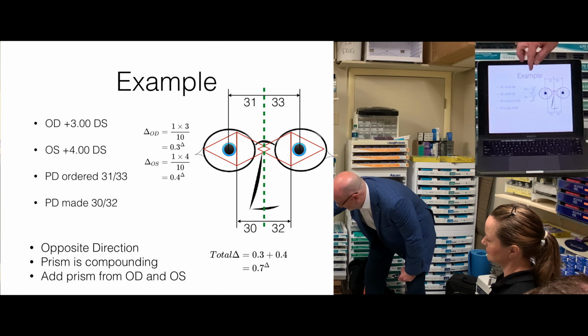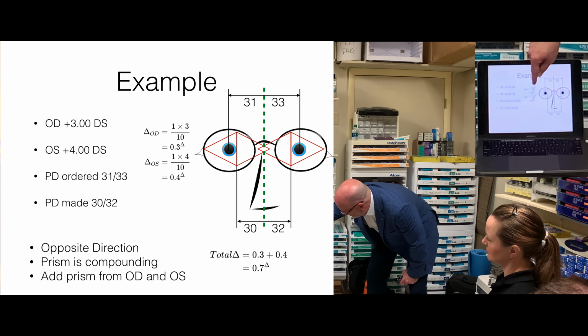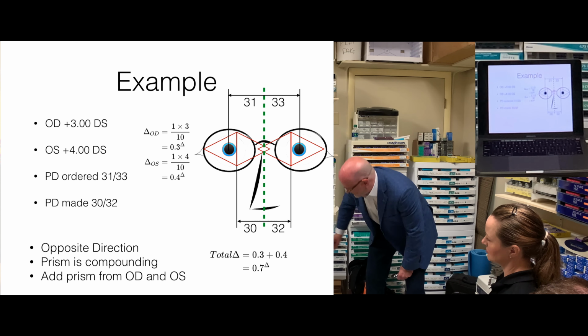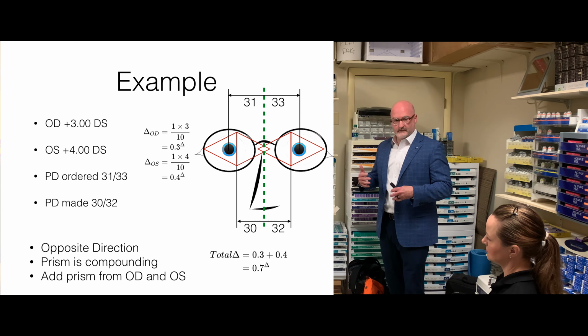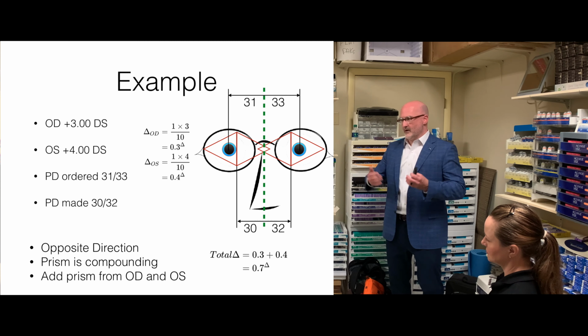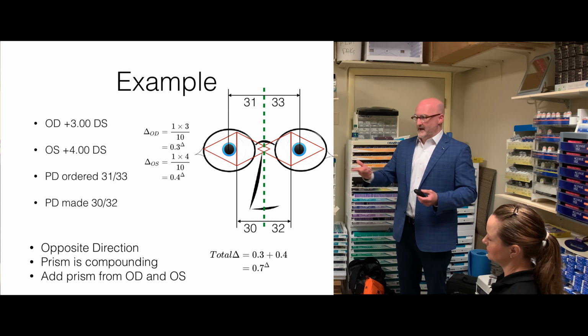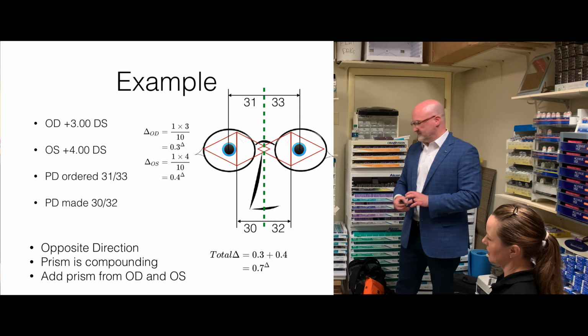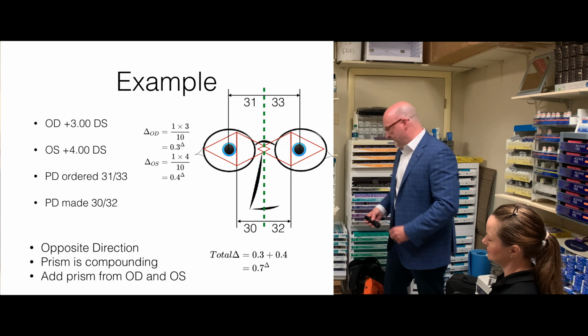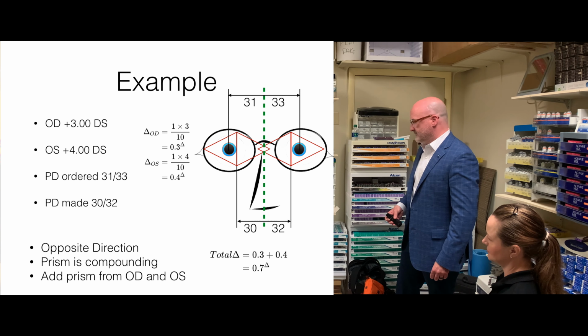Yep. So the right eye, 1 times 3 divided by 10 gives me 0.3. 1 times 4 divided by 10 gives me 0.4. So I've got a total of 0.3 in the right, 0.4 in the left. What's my total amount of prism? 0.7. Yep. Passed or fail? Pass. 0.7? Not 0.66.